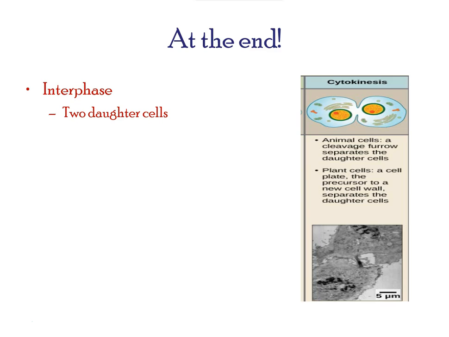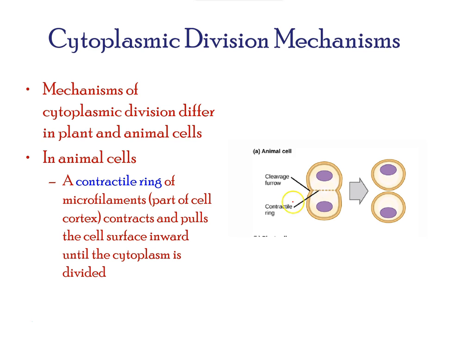Cell division is followed by cytokinesis. In animal cells, a furrow appears that separates the daughter cells. In plant cells, a new cell wall separates the daughter cells.